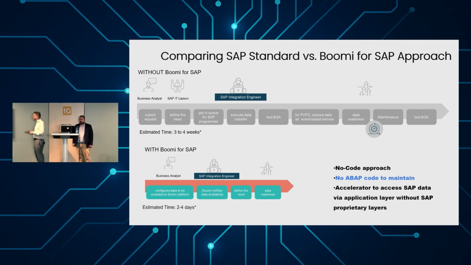Well, the idea is, as you can see here, without Boomi for SAP, the process of extracting data might be a bit longer than with it, because the traditional approach is: I submit a request, I define the need, then we identify the right tables, we find the documentation, coordinate with the analyst, and so on. And it can take a while. Now with Boomi for SAP, the approach is no-code. For the things you do in Boomi for SAP, you don't need to code ABAP. That's really helpful here, and it's there to accelerate access to the data you have in there without the SAP proprietary layers.